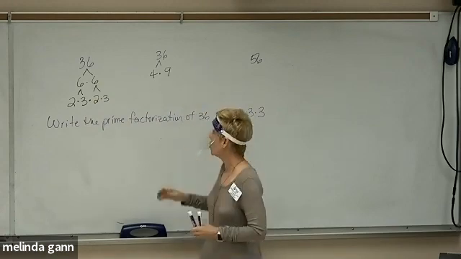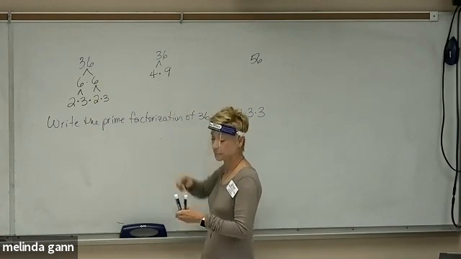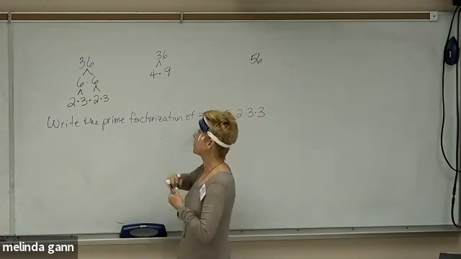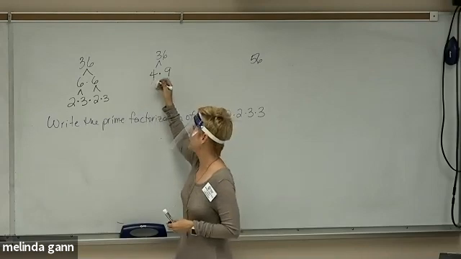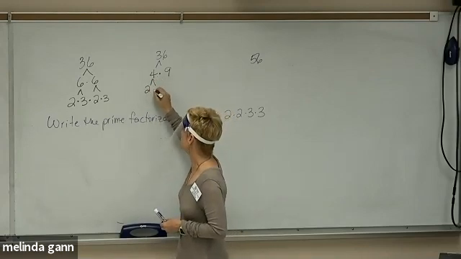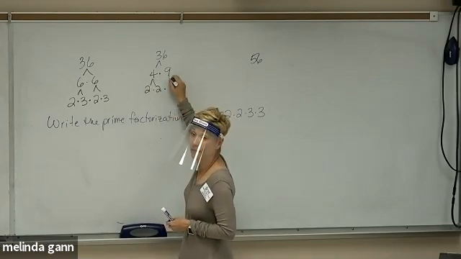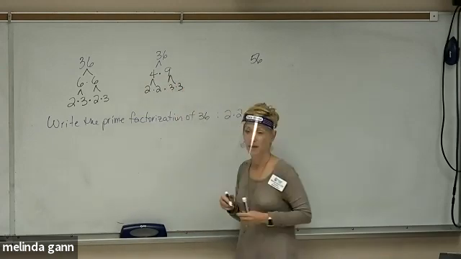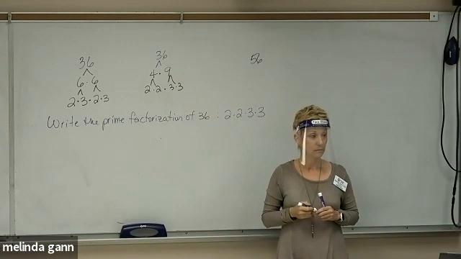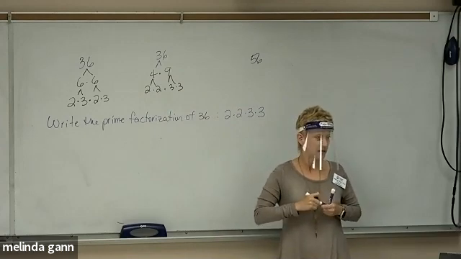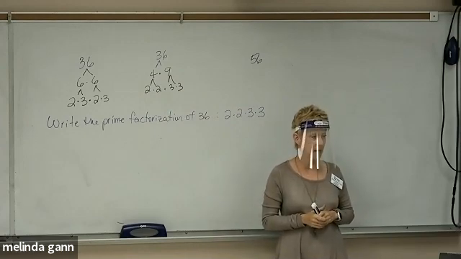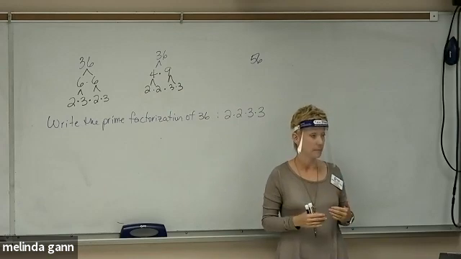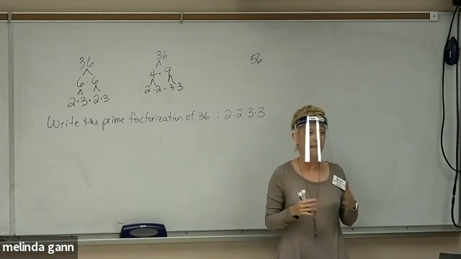Okay? Now, what if we had done this? Well, is 4 prime? No. So break it down. What gives me 4? 2 times 2. Is 9 prime? No. What gives me 9? 3 times 3. See, I'm going to get exactly the same answer. So it doesn't matter what factors I start with. I just have to keep breaking them down until they're all prime. But we're not going to leave anything dangling somewhere.